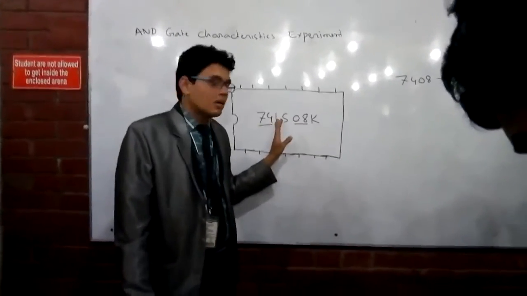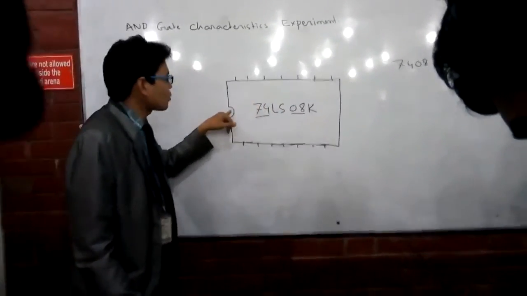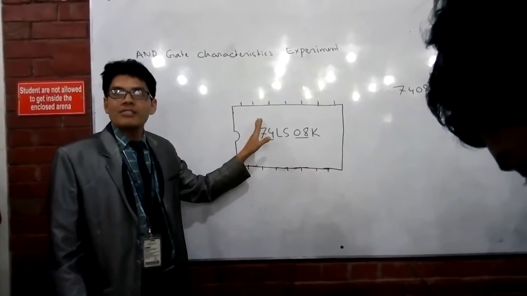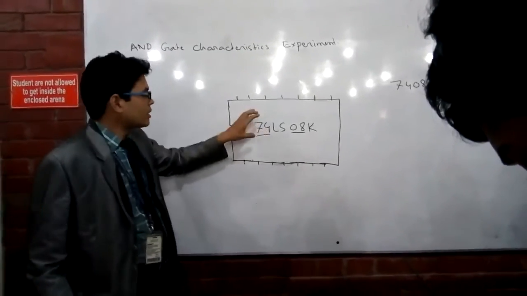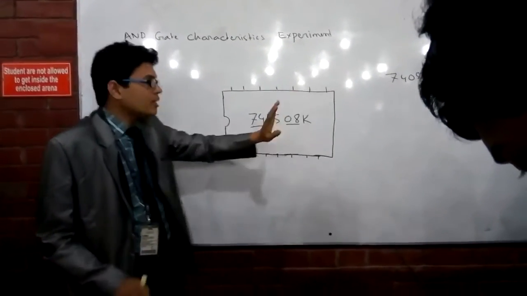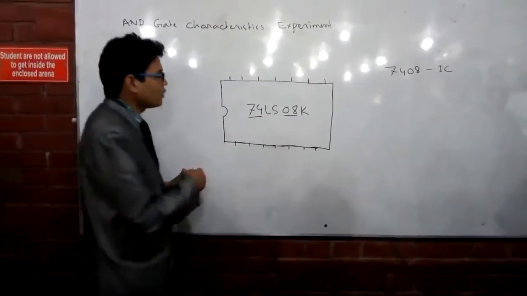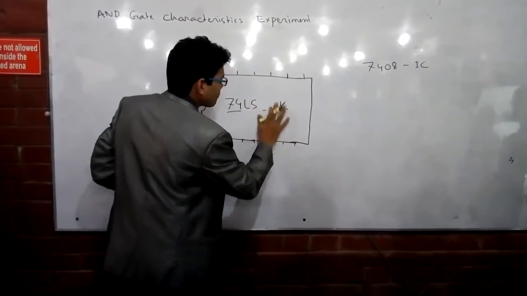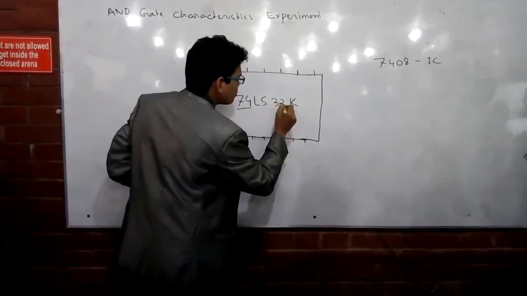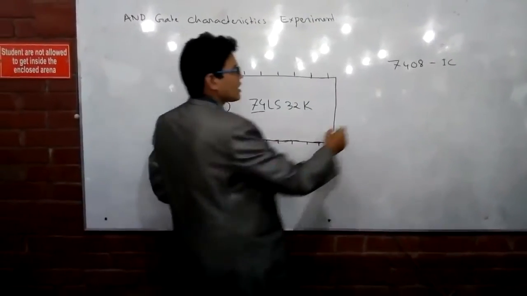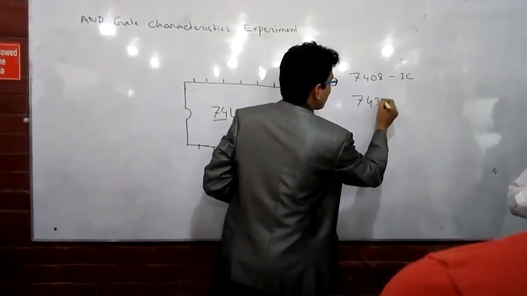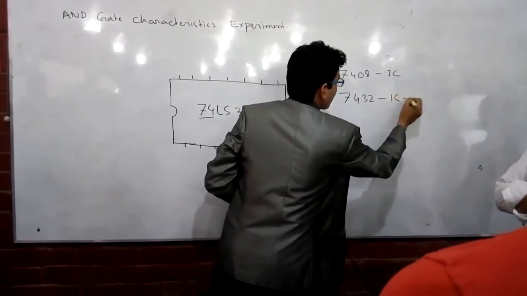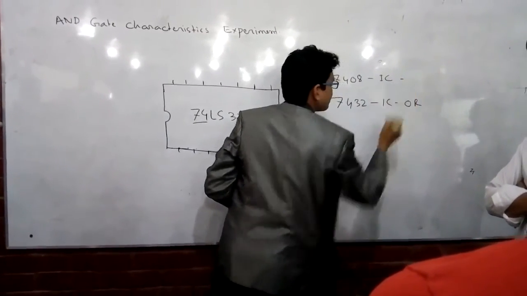So now, numbering of an IC is really easy, just numeric values. If it is an OR gate IC, then the number would have been 7432. 7432 stands for OR gate.